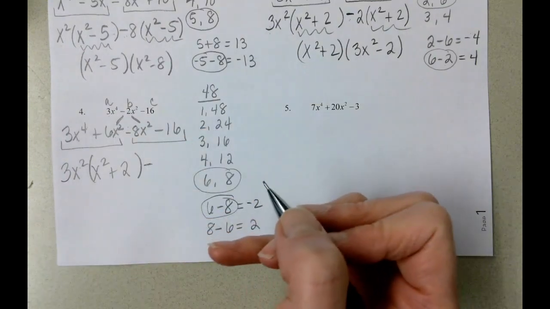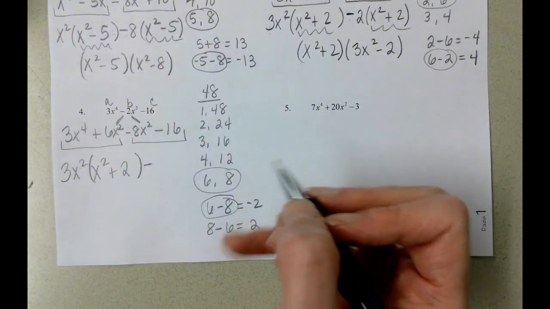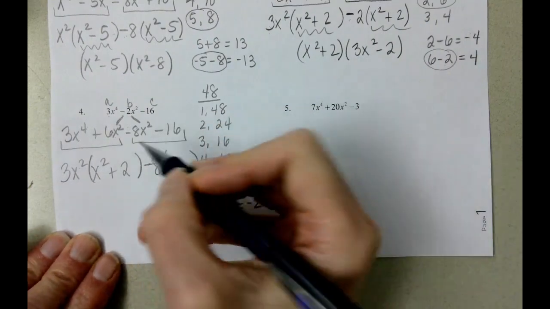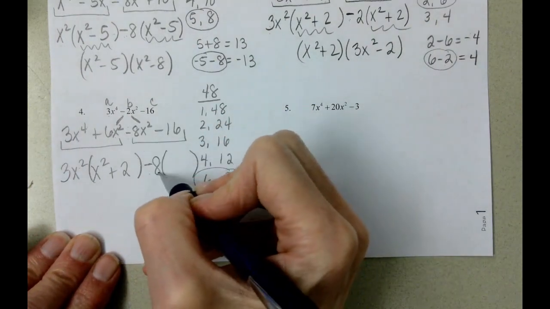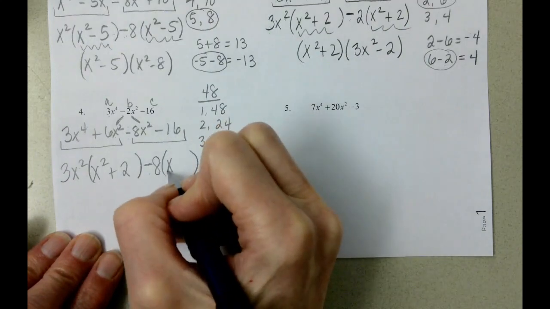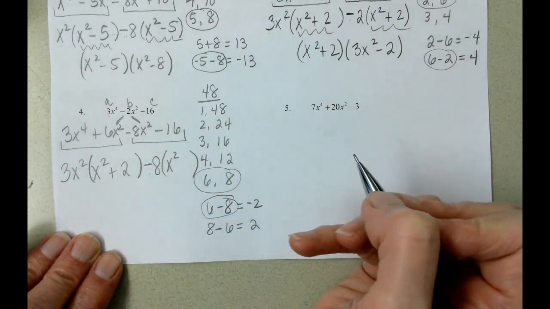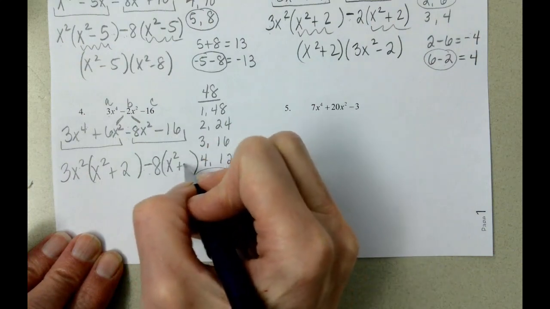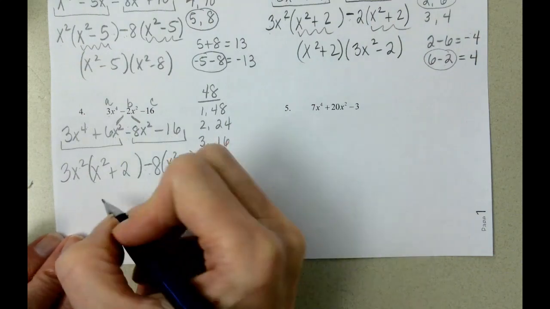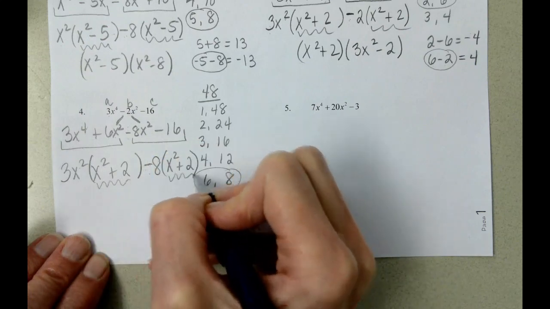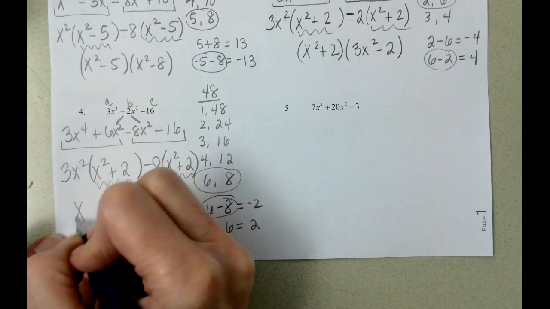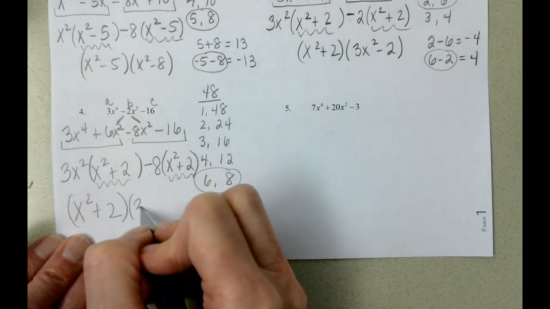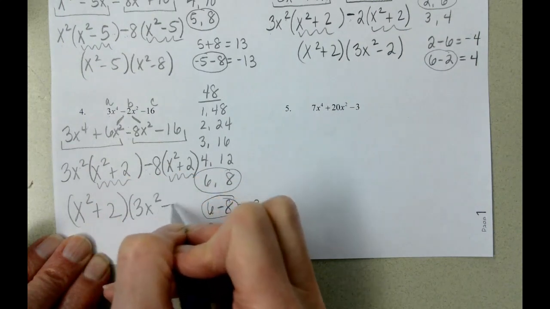In our next group, the biggest number that divides into both is 8. Negative 8 divided by negative 8 is 1. X squared, we didn't do anything with the x squared. Negative 16 divided by negative 8 is positive 2. And what we've got is x squared plus 2 in both groups. And then we have 3x squared minus 8.